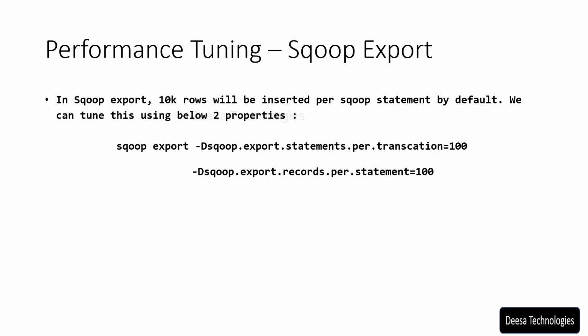So in a way, if you look at this, you have 100 insert statements, and each insert statement will insert 100 records. So 100 into 100, 10,000. So 10,000 records per transaction. That is the default behavior of Sqoop. You can increase this, you can make it maybe 200, 300, whatever it is. That way, for one Sqoop statement, you are inserting more than 10,000 records. So that is one of the performance tuning techniques that we can do.